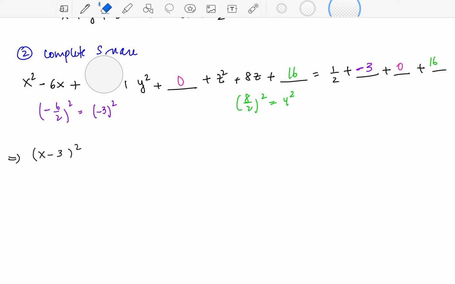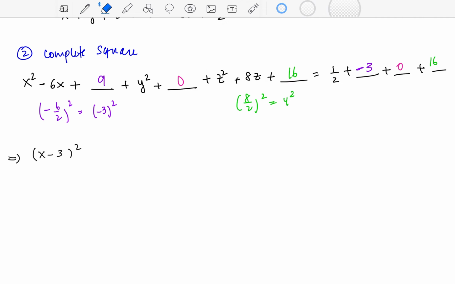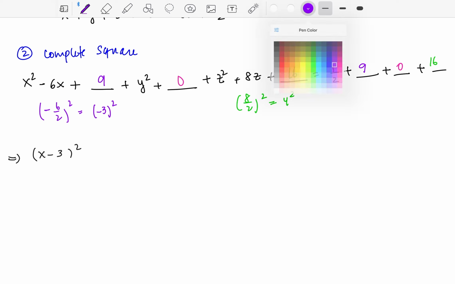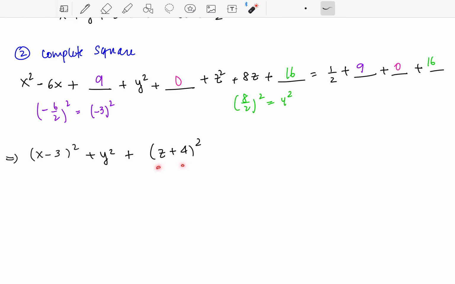Oh, see, this is why you have to check your work. This should be a 9. If I add 9 here, I have to add 9 here. Oh, good call. Perfect. So it's going to be x minus 3 squared. And then I keep simplifying this. I get plus y squared, and then plus z plus 4 squared. And then we check. We get z squared plus 8z plus 16. Beautiful. And this is equal to, and I simplify the right-hand side.